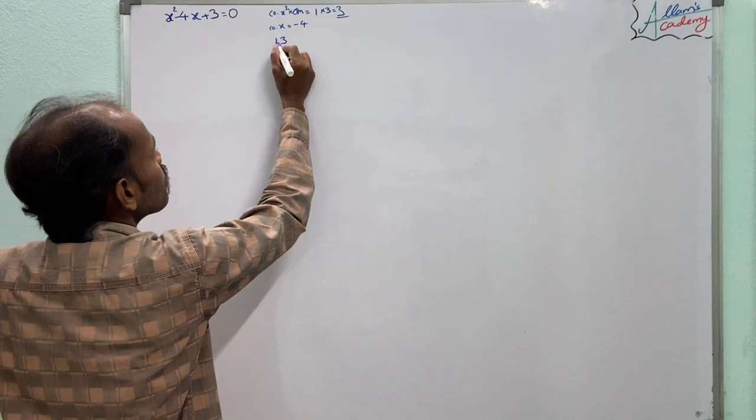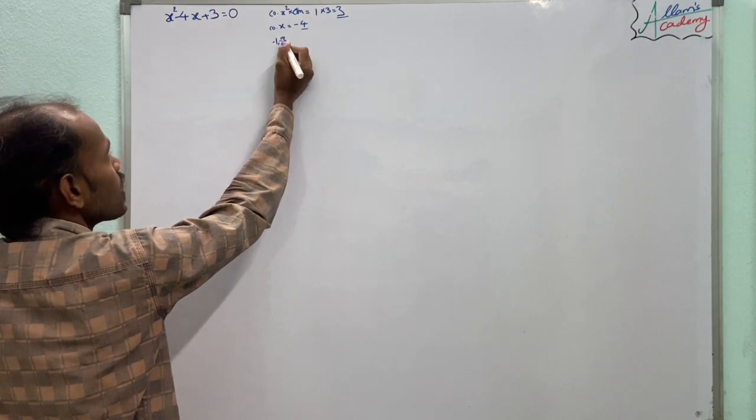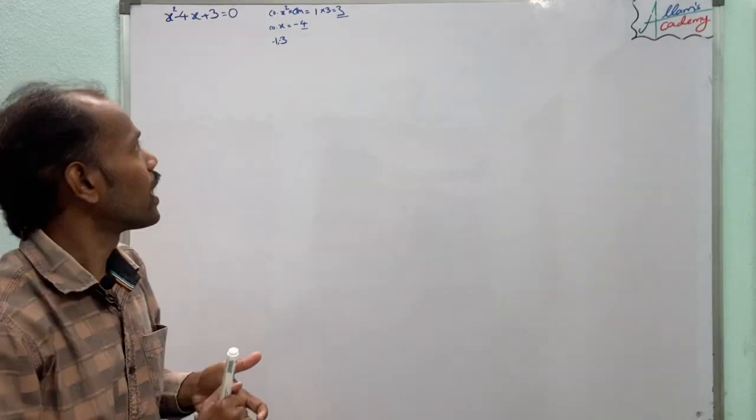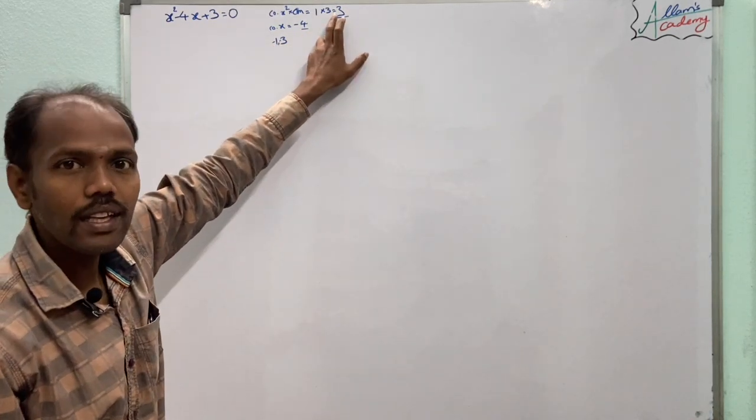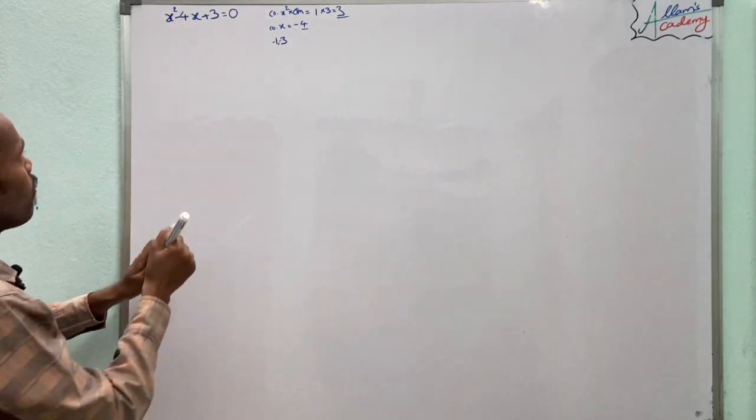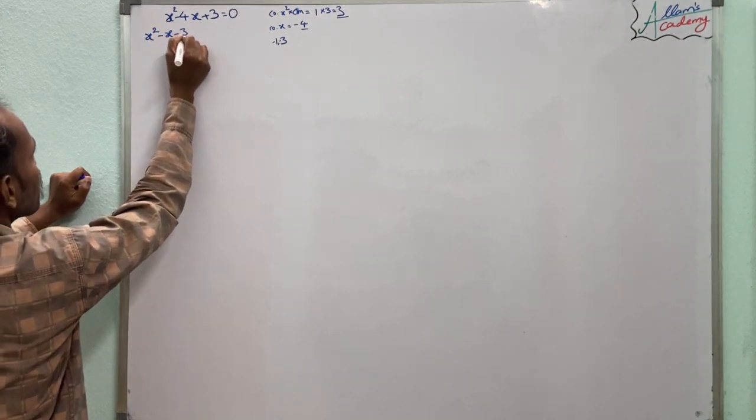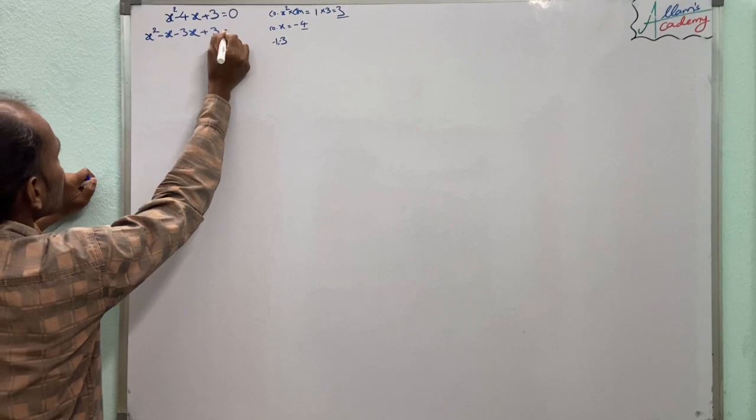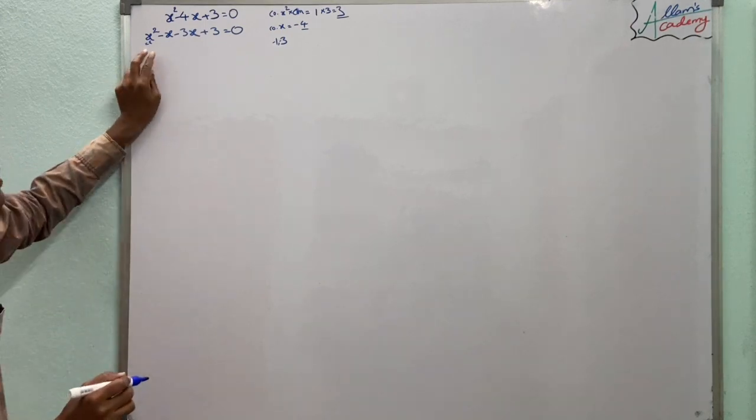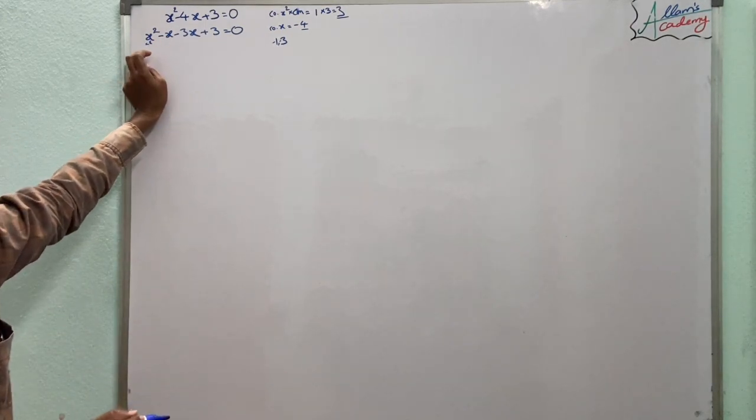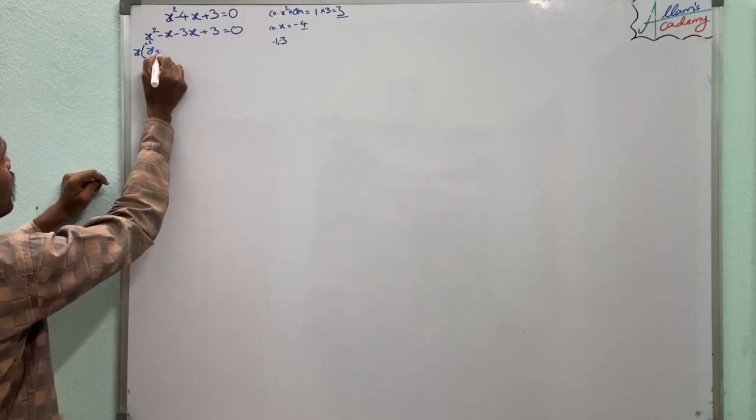If we multiply these two numbers we get 3, but to get 4 we take minus 1 and minus 3. Minus 1 minus 3 is minus 4, and minus 1 into minus 3 is plus 3. So I write minus 4x as minus x and minus 3x, plus 3 equals 0. Now x square can be written as x into x, and x is common, so we write x and the minus symbol there.